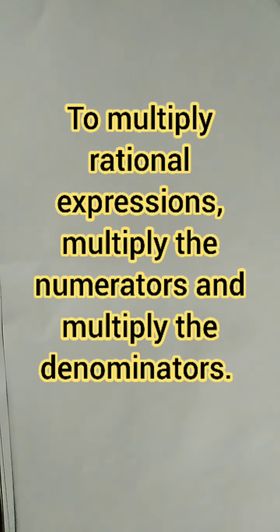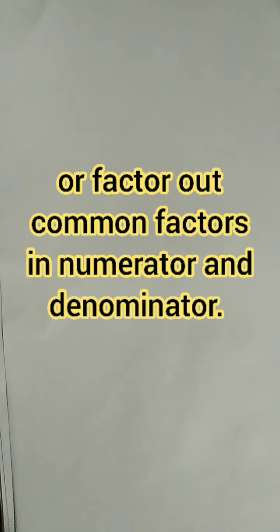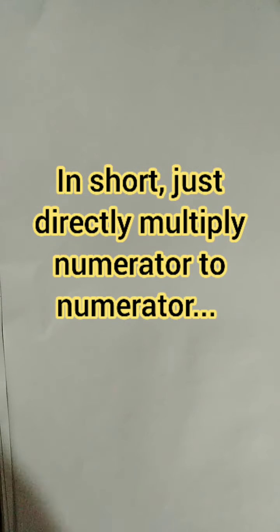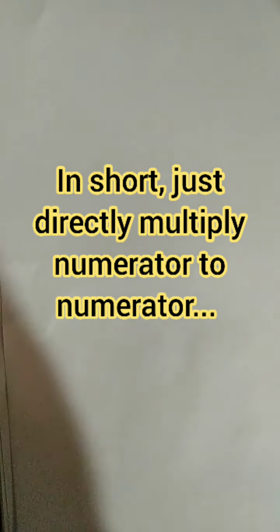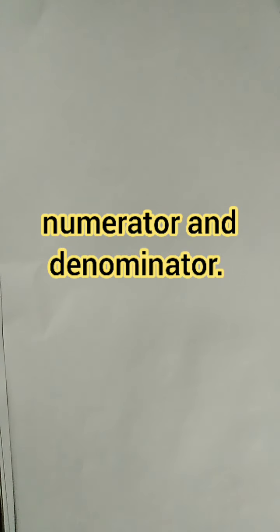To multiply rational expressions, multiply the numerators and multiply the denominators and express the final product in simplest form, or factor out common factors in a numerator and a denominator. Then multiply the numerators and multiply the denominators. Or just simply, in short, multiply numerator to numerator, denominator to denominator, and then reduce the resulting product of numerator and denominator into lowest form.